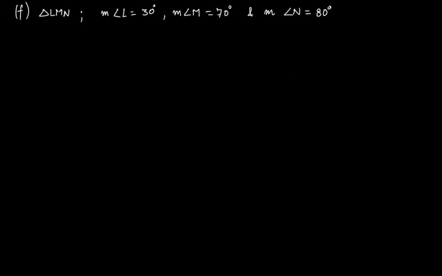Okay. In this problem, you have triangle LMN, where the measure of angle L is 30 degrees, the measure of angle M is 70 degrees, and the measure of angle N is 80 degrees. Now, in this problem, whatever condition is given is related to only angles and not about sides. There is no discussion about sides. But if you just look at them carefully, then 30 degrees is an acute angle, 70 degrees is an acute angle, and 80 degrees is an acute angle.